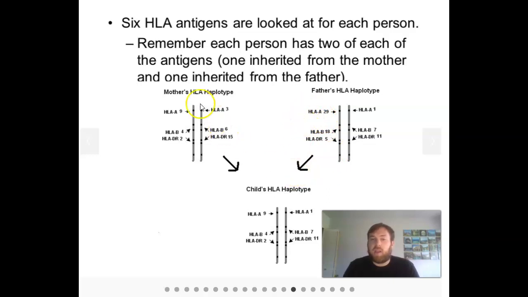There'd be no way to get them to the next generation unless they had another kid. But there's a way we can match up the A9 side with the 29 side and the A3 side with the 1 side, so on and so forth. And you get different combinations for each child based on this random flip of a coin of which one I'm going to take from mom and which one I'm going to take from dad.